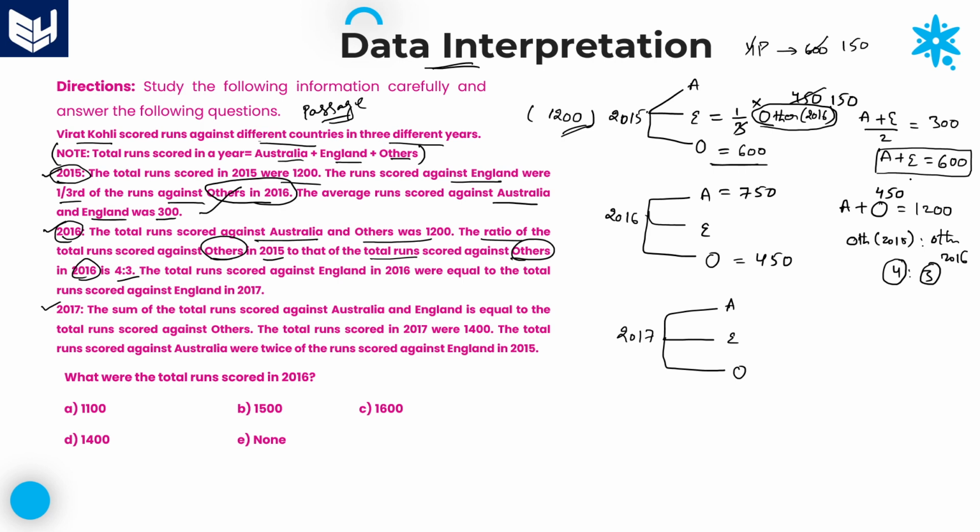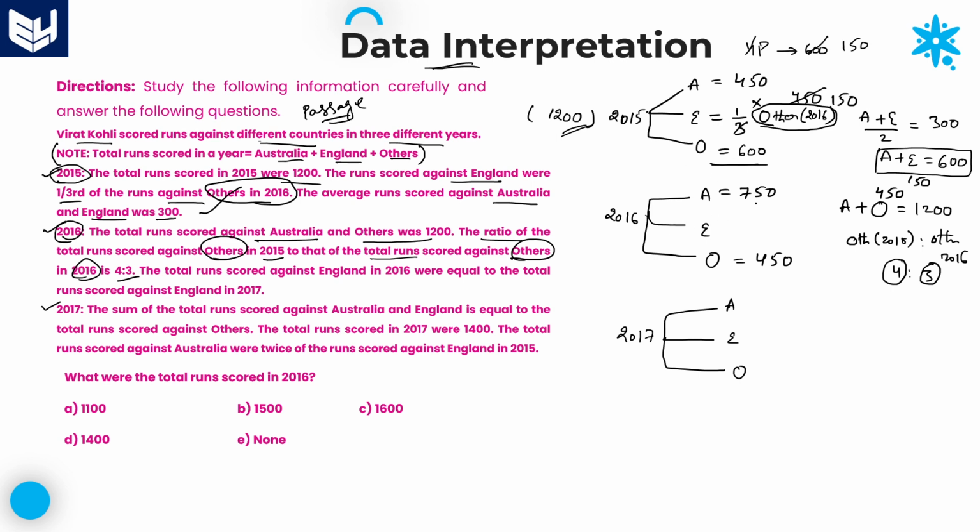And one more thing is Australia plus England. In 2015, Australia plus England is equal to 600. From that, England runs scored is 150, so automatically runs scored against Australia is equal to 450. 600 minus 150, that is 450. Now from this, you got all three values for 2015 done. Australia is 450, England 150, and other countries 600.